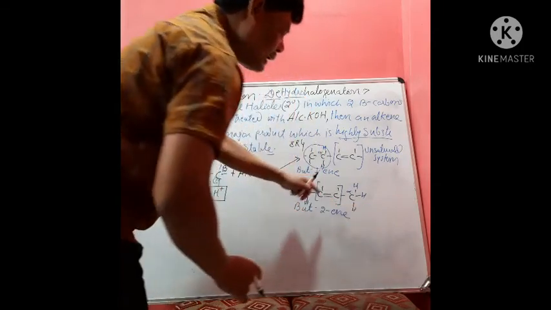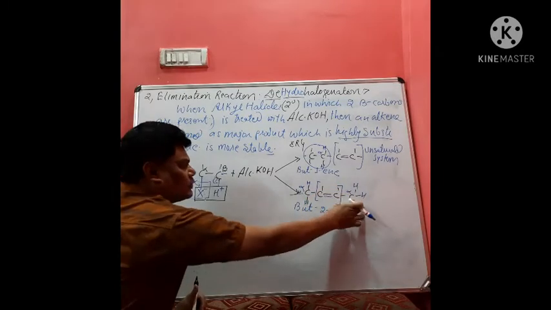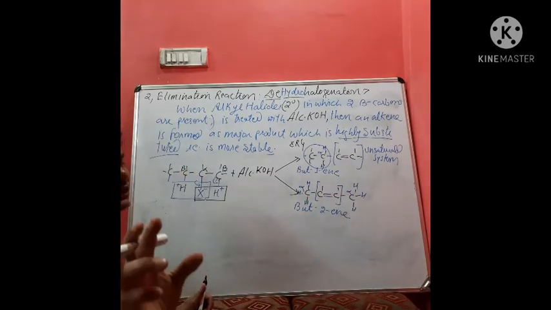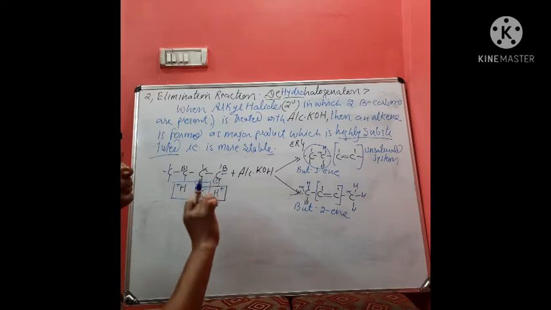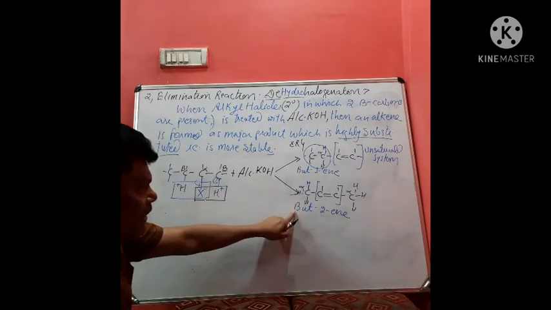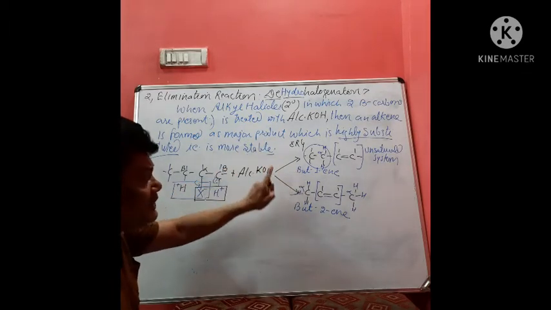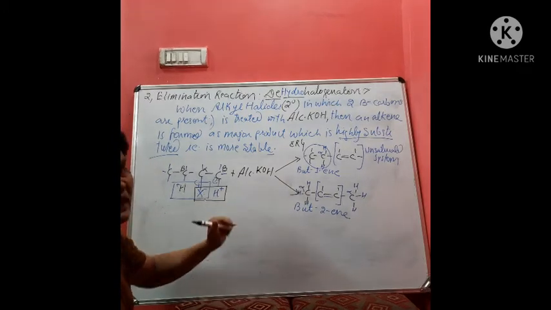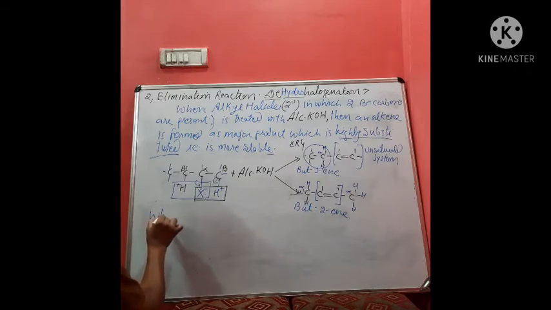That means how many hyperconjugated structures are possible here? 3 plus 3 is equal to 6. According to the concept of hyperconjugation, the more hyperconjugated resonating structures are possible, the more will be the stability. That means but-2-ene is more stable as compared to but-1-ene. Why? Because it produces 6 hyperconjugated structures. Okay? Therefore, we can explain. So we can write the answer.